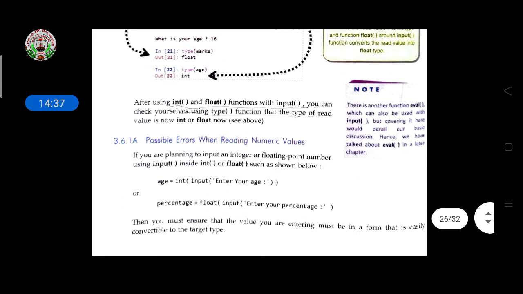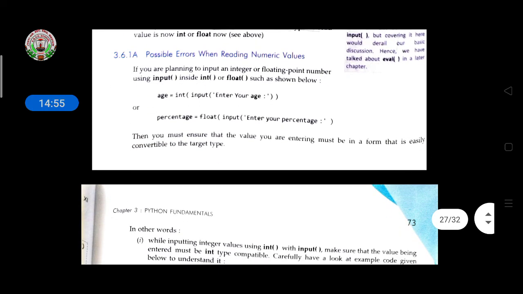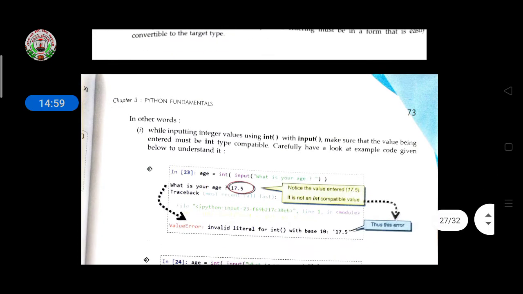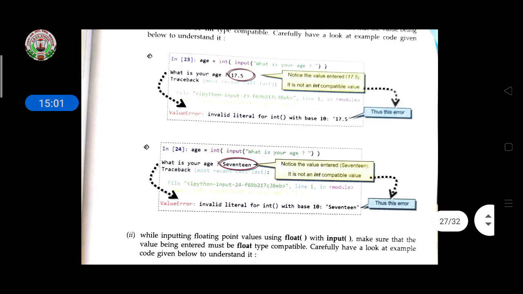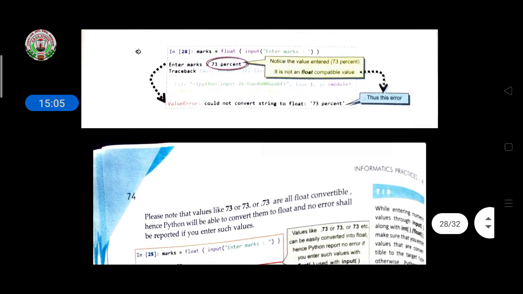Then, possible errors when reading numeric values. Possible errors arise if you are planning to input an integer or floating point number using input inside int and float, such as using the input function and float together. This code is given here. Like this, you have to use the code of both integer and float. The example is given here.